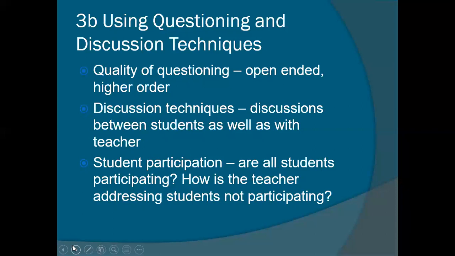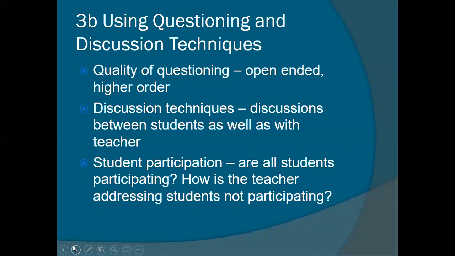This also looks at discussion techniques, and in terms of discussions, we're looking not just at discussions when a teacher is around, but also the discussions that occur between the students. Because when value is placed on having discussions, then we'll begin to see students having discussions independent of the teacher.